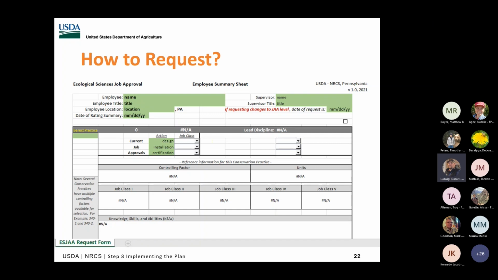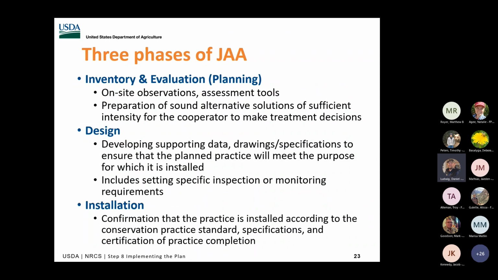And essentially, it's going to list what the controlling factor is, the units, and then the different job classes that are out there. Okay. And again, this is going to be for anybody that's looking to increase job approval over what they currently have or were originally assigned.